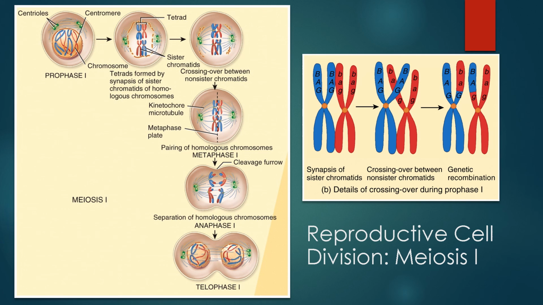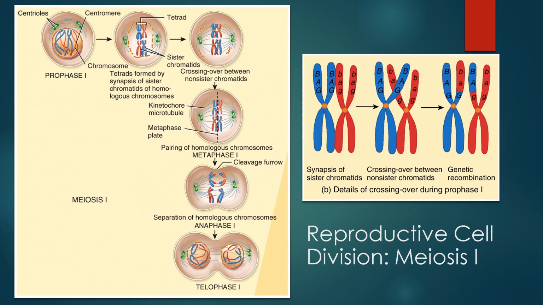Okay, we are going to very briefly go over meiosis, which is a little bit different from mitosis, with just a few differences between them. Now, reproductive cells or gametes will go through meiosis. This is also known as reproductive cell division, and it occurs in the gonads, so in the ovaries and the testes.